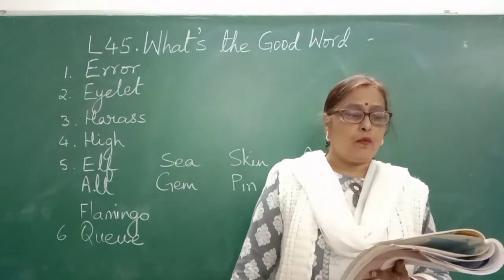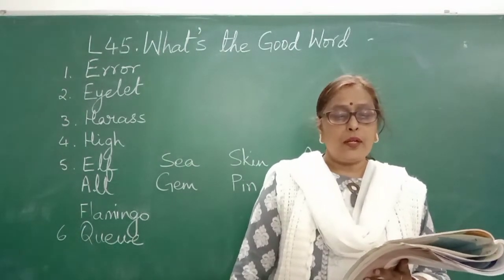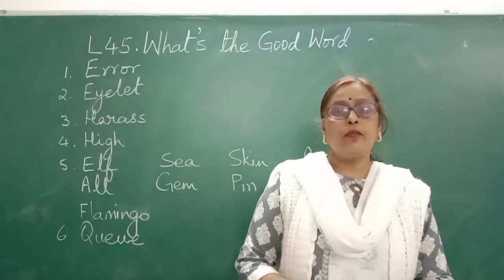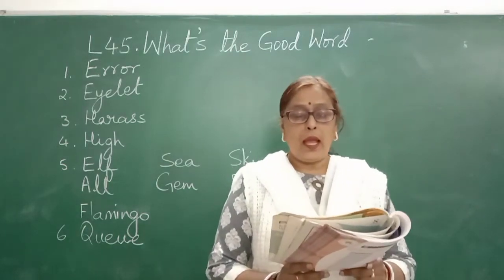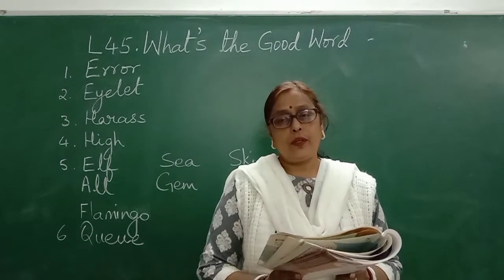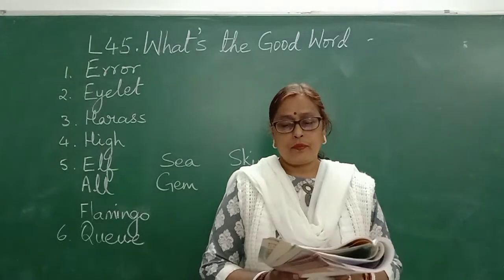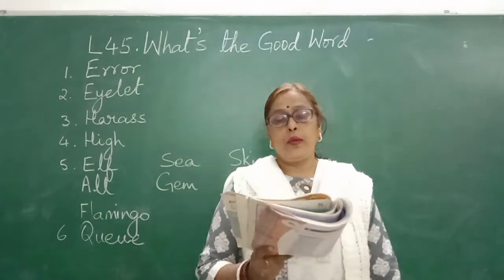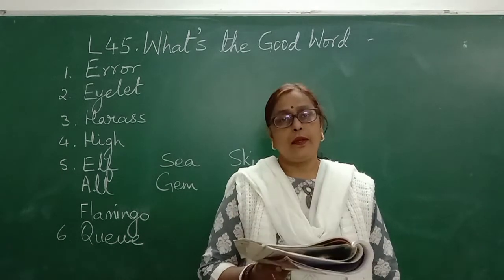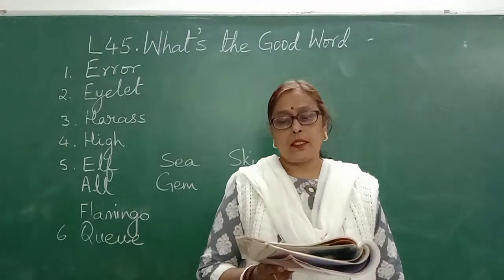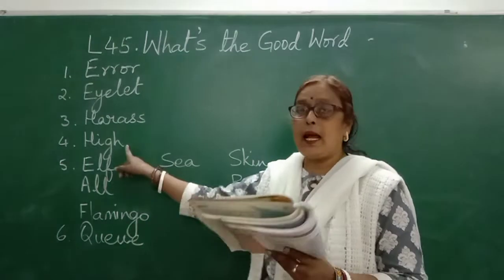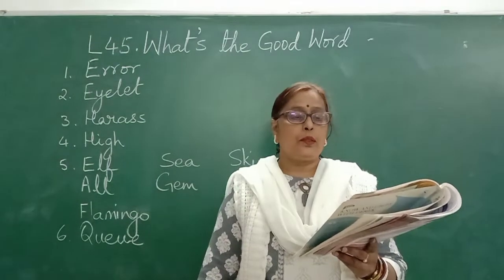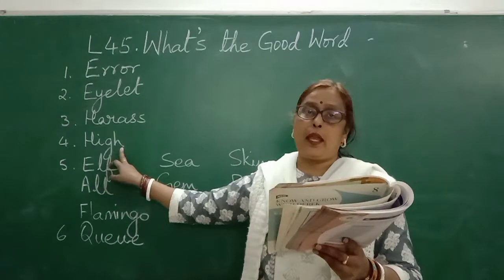Next, fourth one. What four-letter word can be placed in front of these five words to form new words or phrases? Now, some words are written. You have to add a four-letter word in front of that word so that they make sense. The words are way, land, light, school, heels. Now, if you add the word high, all the words make sense. Highway, highland, highlight, high school, high heels. So, the four-letter word is high.